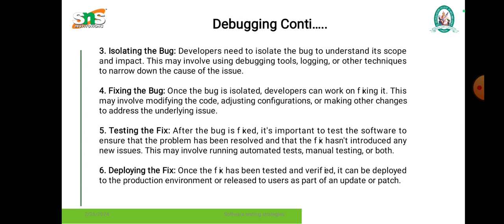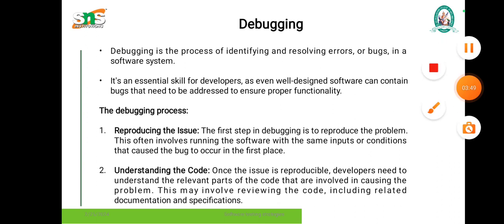And next one is debugging. Debugging is the process of identifying and resolving errors or bugs in a software system. It's an essential skill for developers, as even well-designed software can contain bugs that need to be addressed to ensure proper functionality. So next is the debugging process. It is classified into many steps. The first process is reproducing the issue.